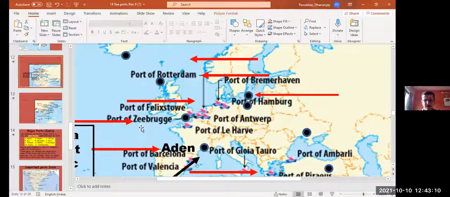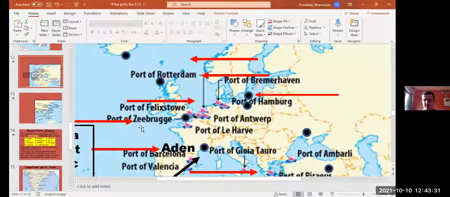Torrey Canyon and Amoco Cadiz were the reasons for MARPOL. Any idea what was the reason for the International Ship and Port Facility Security Code, the ISPS Code? 9/11. The 9/11 attack on the World Trade Center, US, New York. ISPS Code done. Anyway, let's go on.